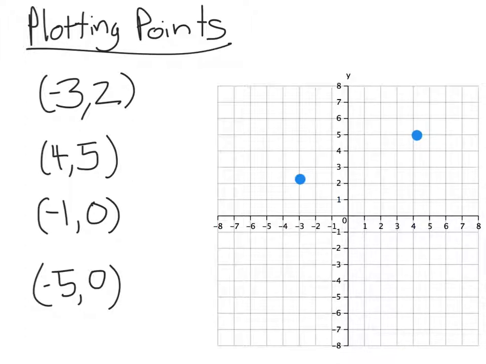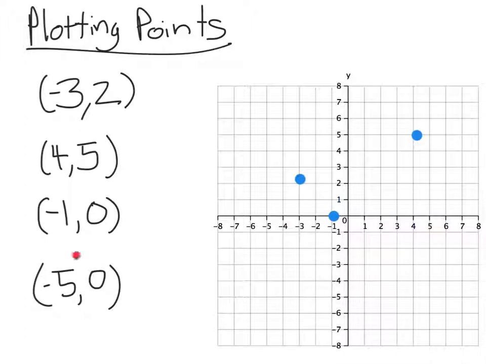Next we have negative 1, 0. Negative 1 in the x direction means we're going to go left 1. 0 in the y direction means we're not going to go up or down at all. So starting from 0, 0, we're going to go left 1, and then we're not going to go up or down, so we're going to be stuck there at left 1. So this is the point negative 1, 0.